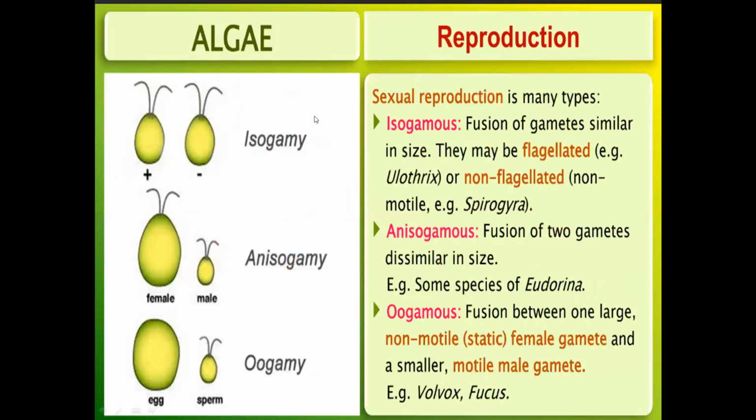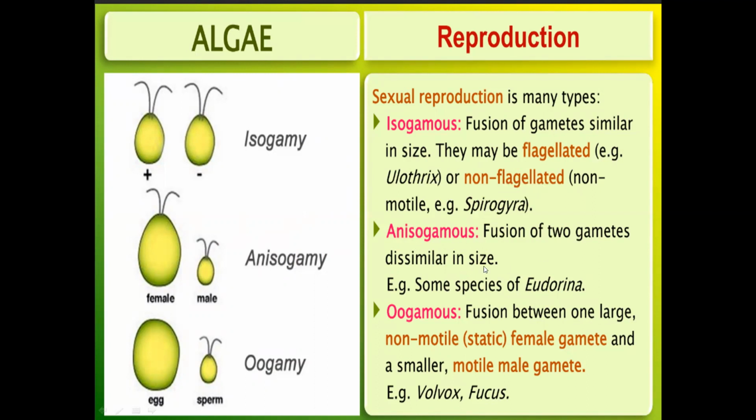Next, here you can see reproduction. Sexual reproduction has many types: isogamous, anisogamous, and oogamous. Isogamous means, we know iso means same, fusion of gametes similar in size. They may be flagellated or non-flagellated. Example for flagellated is Ulothrix and non-flagellated is Spirogyra.